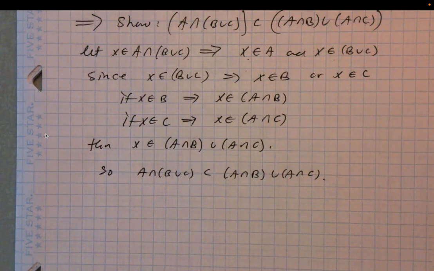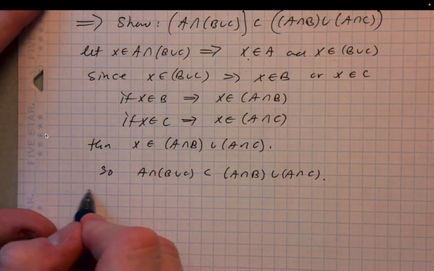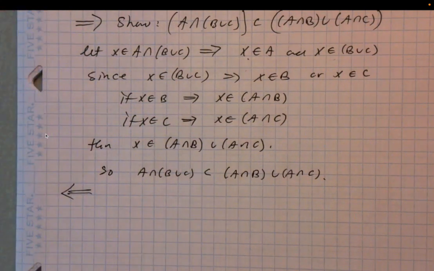A lot of these are just logic. It's just read what the set is, and X is in A and B or C means X is in A, definitely, and it's in B or C. Just break it apart and reassemble it, and it's very, very straightforward. So let's do the other direction.